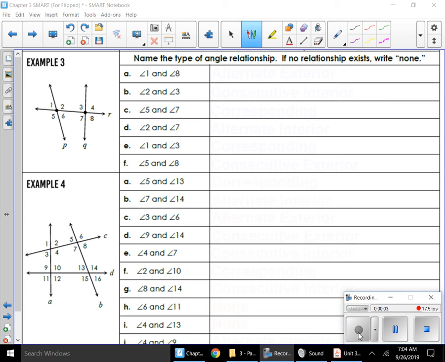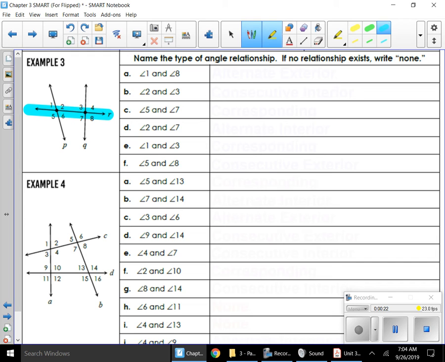So in example 3, notice that now the transversal is going from left to right. So it's a slightly different picture than last time, where that transversal ran top to bottom. So we want to be careful, but it's going to wind up looking very similar to our previous example.